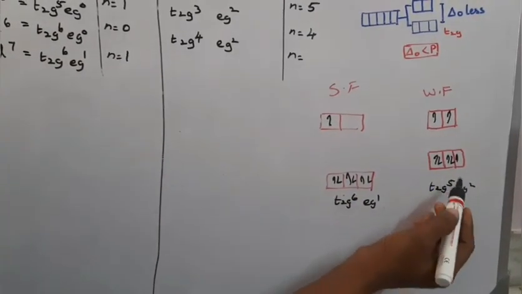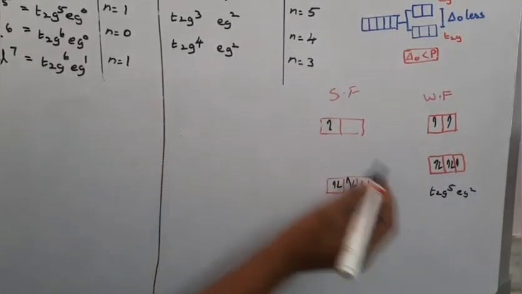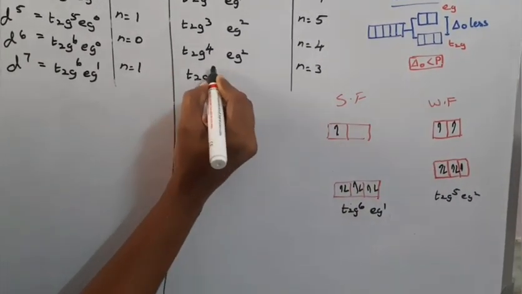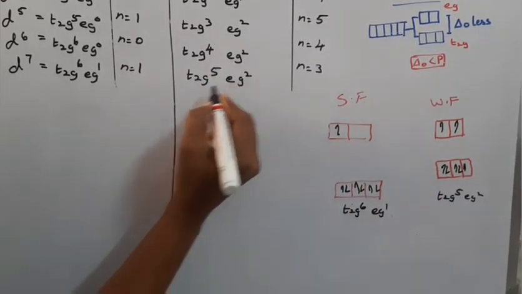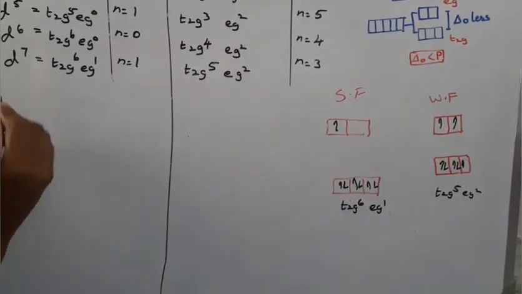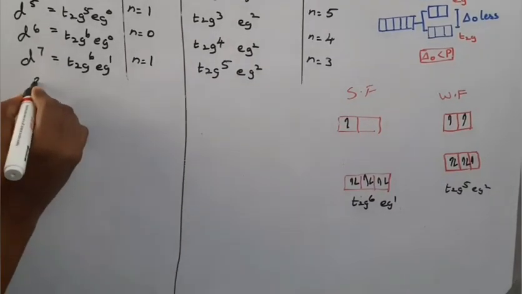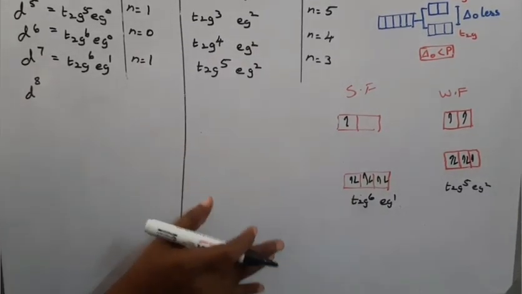For this case, number of unpaired electrons 1, 2, 3. Okay, 3 unpaired electrons and T2G 5 and EG 2. 5 plus 2, 7. Number of unpaired electrons 3. The same applies for D8, D9 and D10 configurations also. So like this same way.